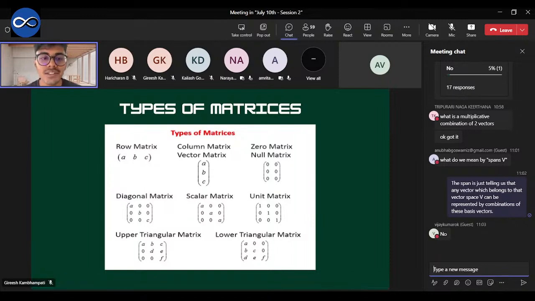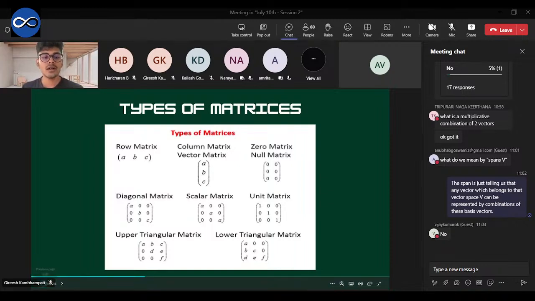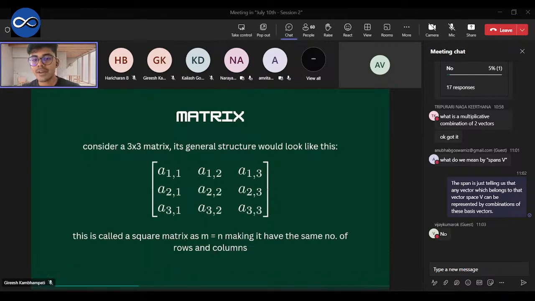So there are different types of matrices. I talked about the column matrix, which is also called a vector matrix. We have the row matrix, and then the zero or null matrix, where all the elements are zero. And then the diagonal matrix. On the previous slide, here we have A11, A22, A33. These are nothing but the diagonal elements, and they can be non-zero or zero.